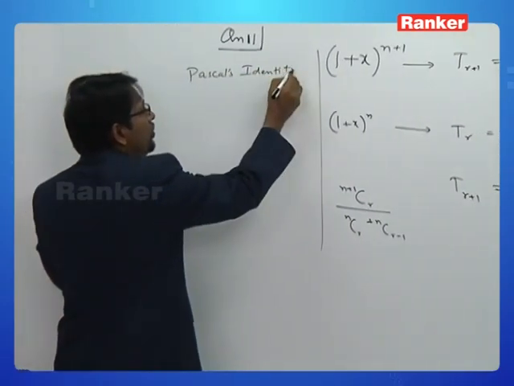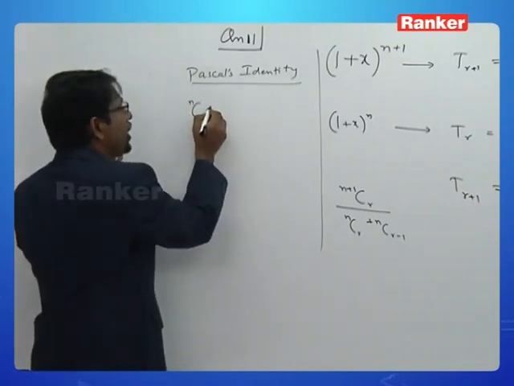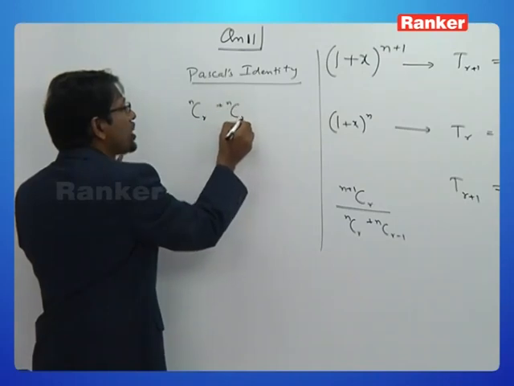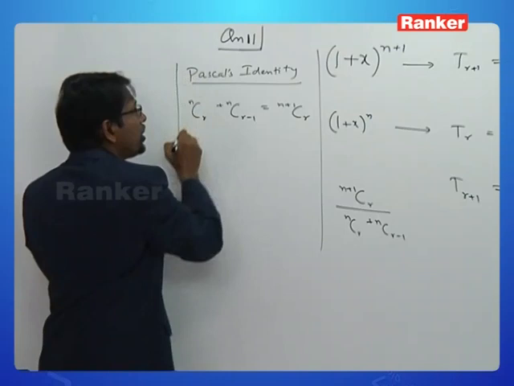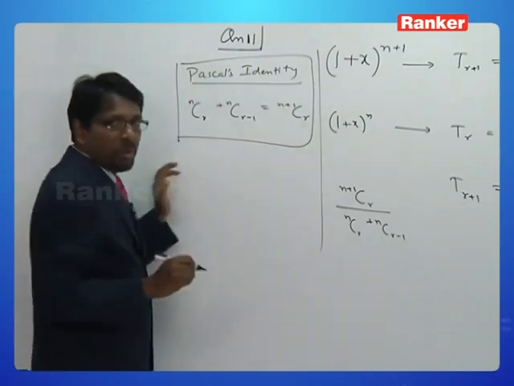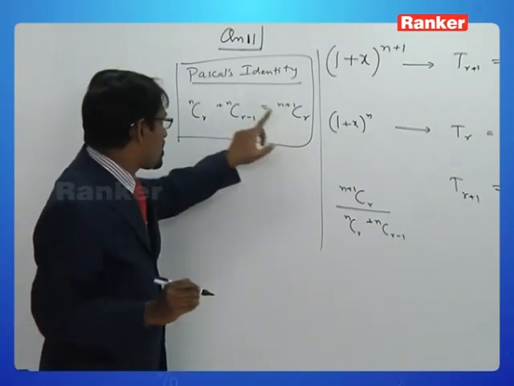Pascal's identity with binomial coefficients. That is, nCr plus nCr-1 is given by n+1Cr. This is an important identity that you need to remember. Here nCr plus nCr-1 is equal to n+1Cr.